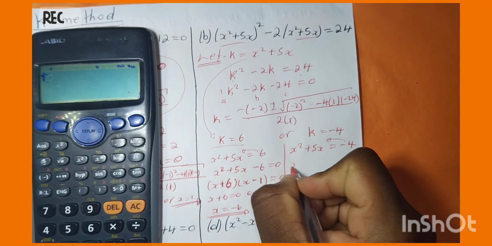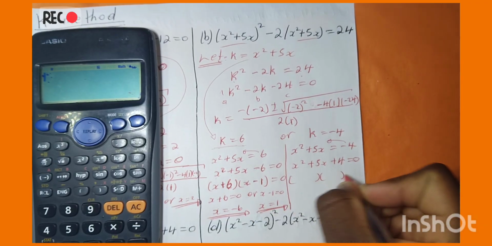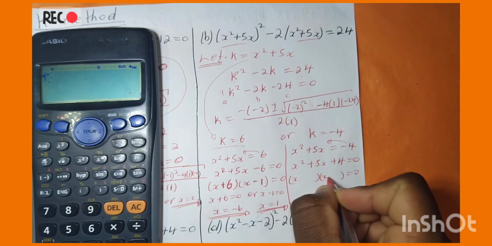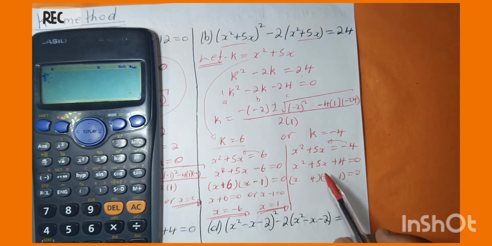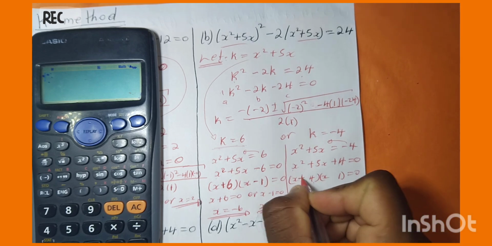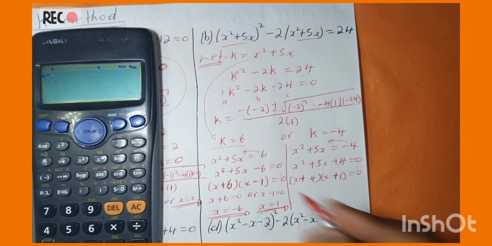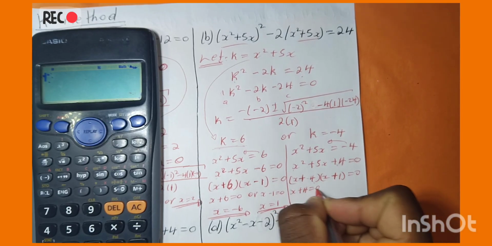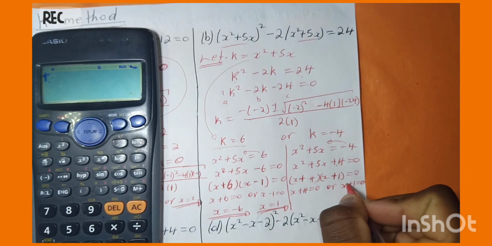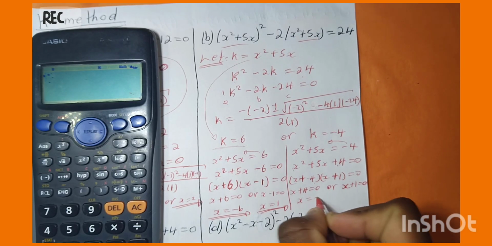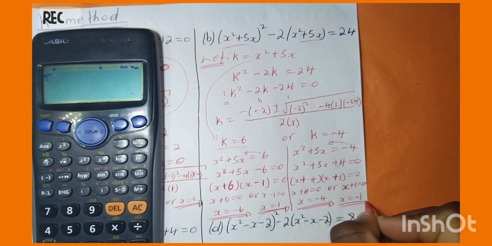Take this thing there to the other side, that thing there becomes positive 4. Then I can factorize this. That x there, it's x2. Then here the factors of 4, it's only 4 and 1. Bigger factor, take the sign of the middle term. When I see positive now, they will have the same sign. Do you see? Then I equate each thing there to 0, sorry guys, to 0. Then I'll solve for x there. My first answer is supposed to be negative 4. The second answer is supposed to be negative 1.